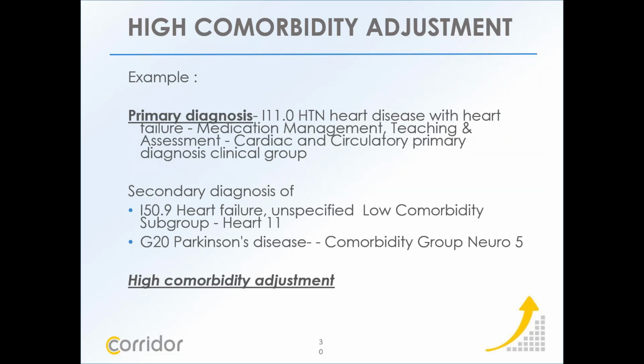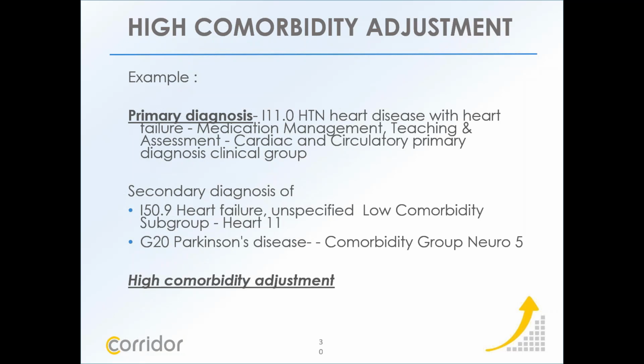And it's very similar to the previous one. We just added one more diagnosis. So now we have 3 diagnoses. Our hypertensive heart disease with heart failure is still primary. We still have that secondary diagnosis of the heart failure, which is a Part 11 subgroup. So that's a low comorbidity right there. But just by adding the Parkinson's disease, and that's in a comorbidity group of Neuro 5, so we have a Neuro 5 and a Part 11. Now, with just 3 codes, we have a high comorbidity adjustment.